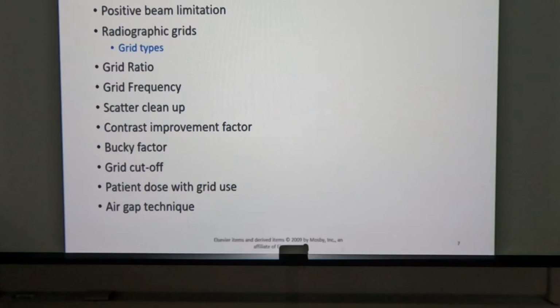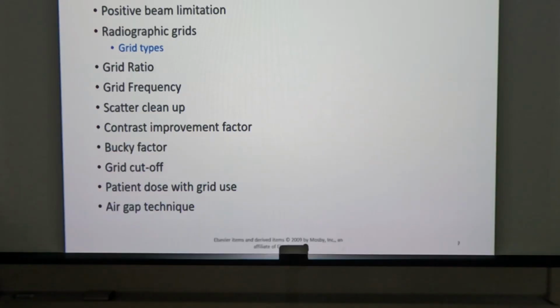We talked about contrast improvement factor just being a reference to how much contrast you have with a grid versus how much contrast you have without it because of that cleanup of the scatter radiation. The Bucky factor is a mathematical equation for compensation for grid use. So we'll talk about that deeper in this chapter. Grid cutoff, we'll describe the different types of grid cutoff.